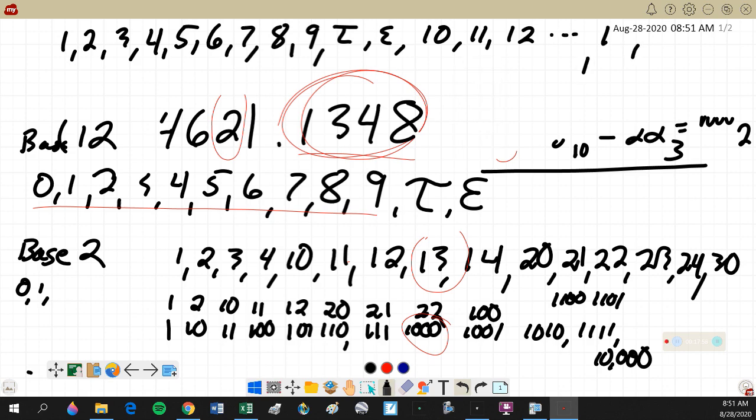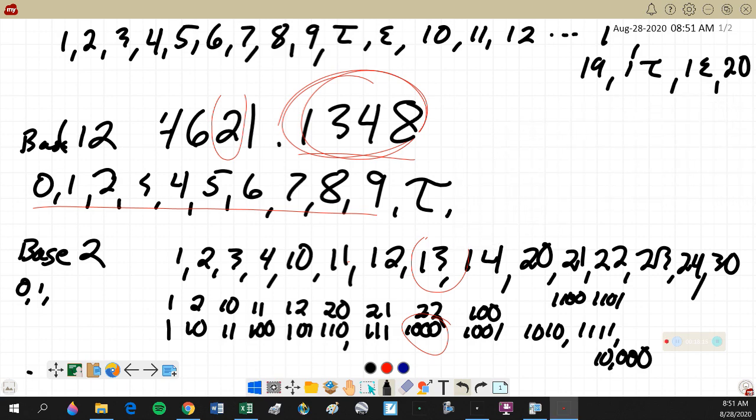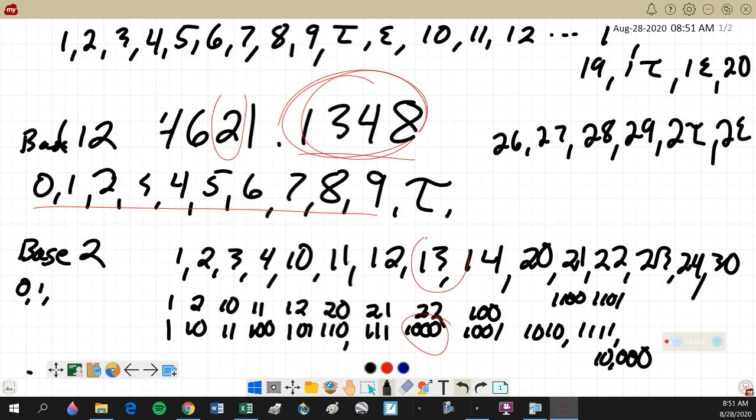19, oops, it won't let me write on that. 19, fancy T-teen, fancy E-teen, 20. You guys get that? Okay, so 26, 27, 28, 29, 20 fancy T, 20 fancy E. Does that make sense?